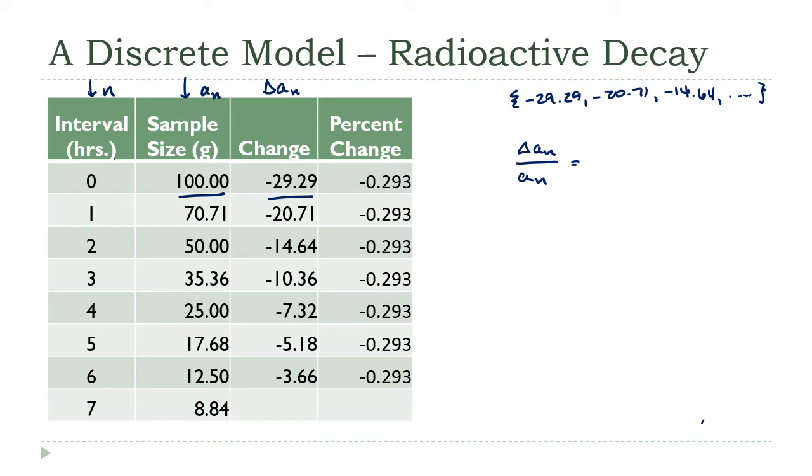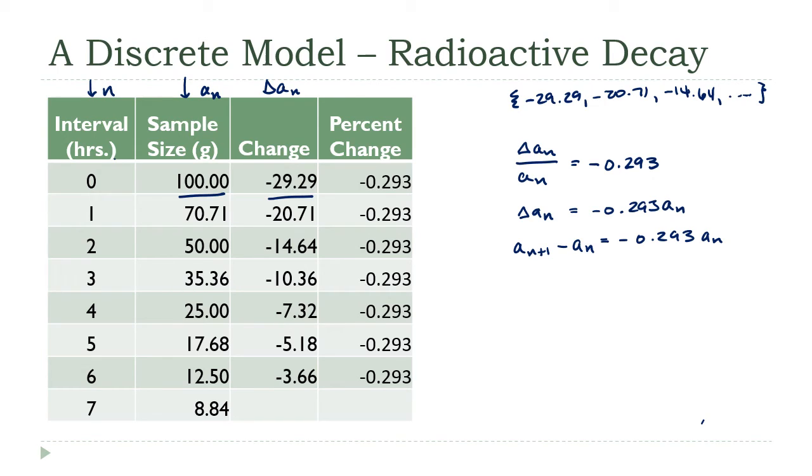Okay, and this equals the percent change, which is a constant. It's negative 0.293. All right, so let's see if we can work with this a little bit here. Let's clear the fraction. Delta A sub n is negative 0.293 times A sub n. And then, delta A sub n. You remember our definition, right, from the previous slide? This is just A sub n plus 1 minus A sub n, still equal to negative 0.293 A sub n.